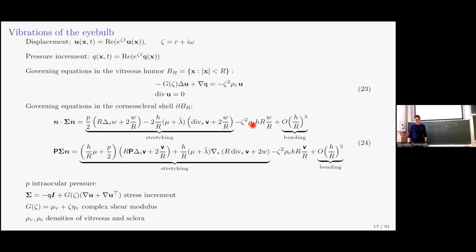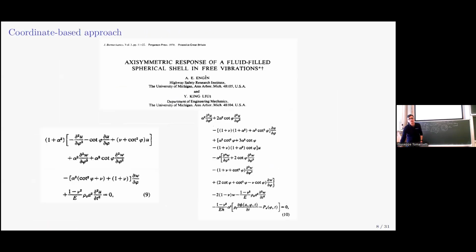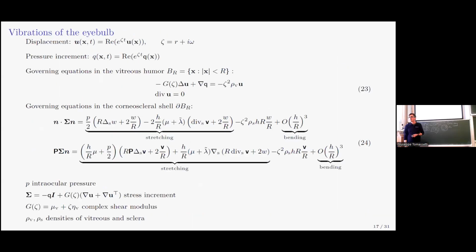So the density of the sclera appears in the equations of motion of the shell. The density of the vitreous appears in the equations in the bulb. So it's quite elaborate, but it's not a very difficult problem to solve. I would like you to compare these equations with what I was showing you at the beginning of the talk. By the way, these equations are only for axisymmetric motions. The equations that I'm writing here are for arbitrary motions.